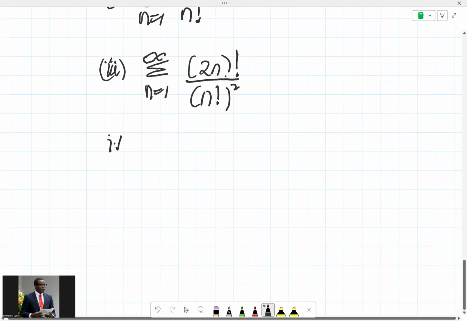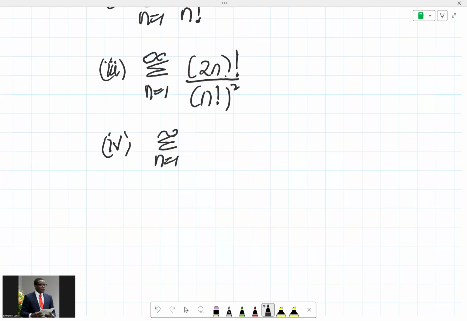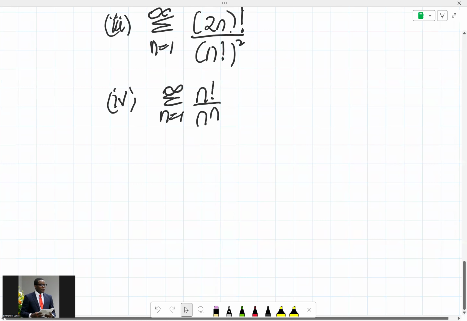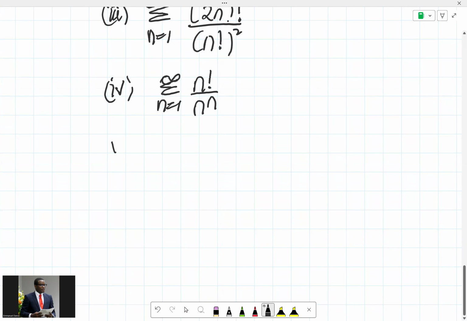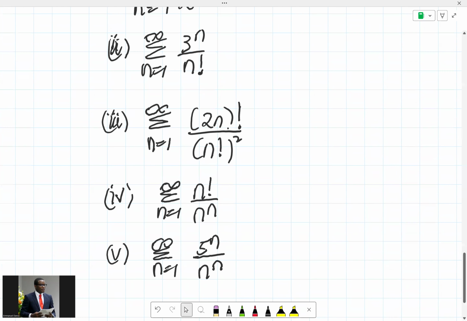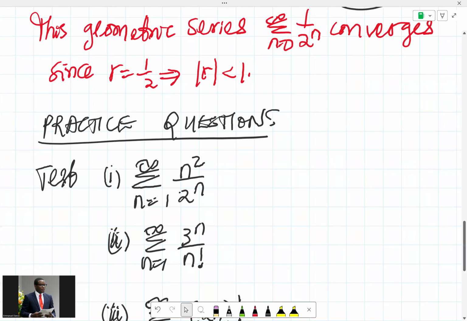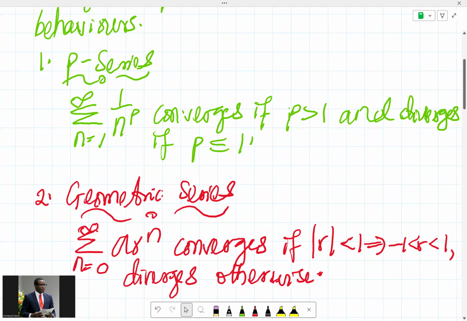Then we have the fourth one, which we want to try. You have the summation from n equals 1 to infinity of n factorial over n raised to the power n. This is some very huge stuff. So we have a fifth one even, where you want to test the series summation from n equals 1 to infinity of 5 raised to the power n all over n raised to the power n. If you can try your hands on this, it will make you really solid with things like this.